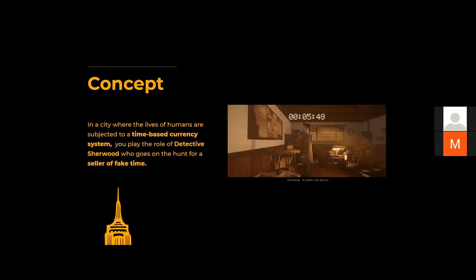So if you've never played the game before, TimeOut is a game about time as currency. Basically, in a society, everything runs on time. If you want to buy something, you can pay with your time. If your time depletes, you essentially just die. In the game, you play the role of a detective named Sherwood, who goes on a hunt for a seller of fake time.